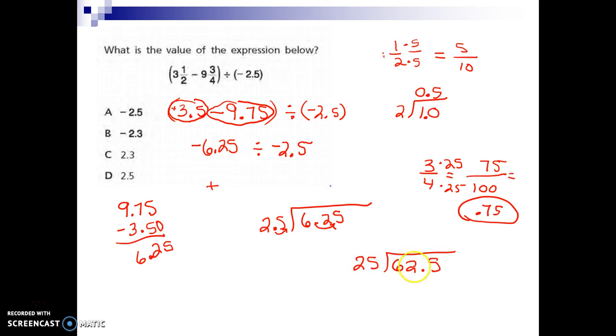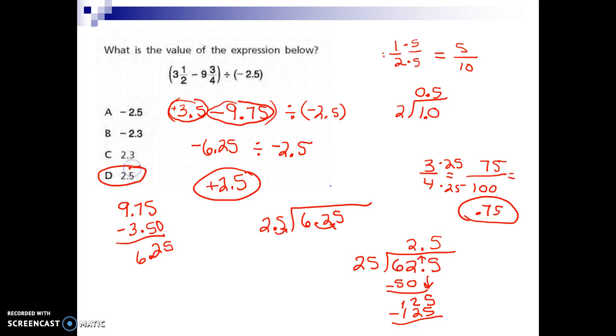How many times does 25 go into 62? Oh, that's twice. 2 times 25 is 50. Subtract off. And we have 12 left over. Drag down a 5. How many times does 25 go into 125? Well, I think of quarters. How many quarters in $1.25? There's 5 quarters in $1.25. First of all, don't forget to drag up that decimal point. So 5 times 25 is 125. So 2.5 is our answer, and it has to be a positive 2.5 because it was a negative divided by a negative to get to a positive.